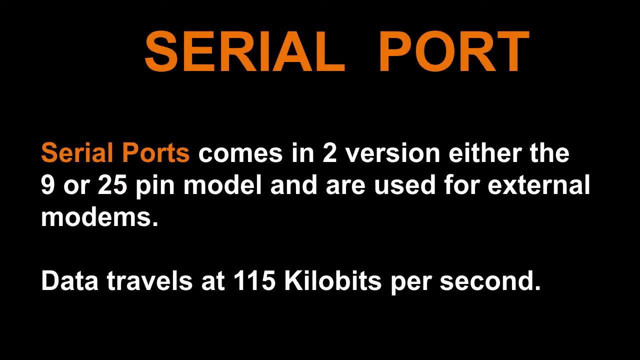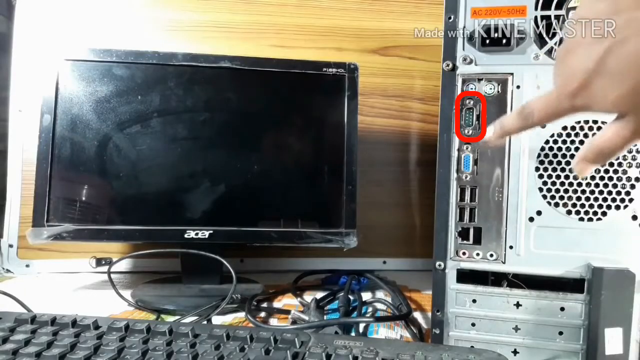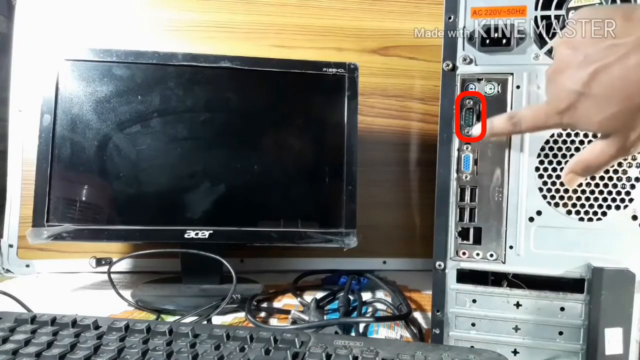We have the serial port, and this comes in two versions, either the 9 or the 25 pin model, and is used for external modems. Data travels at 115 kilobits per second. So this is the serial port. It's used for external modems, and it has two versions. You can see it has pins. This one that has pins is the serial port.